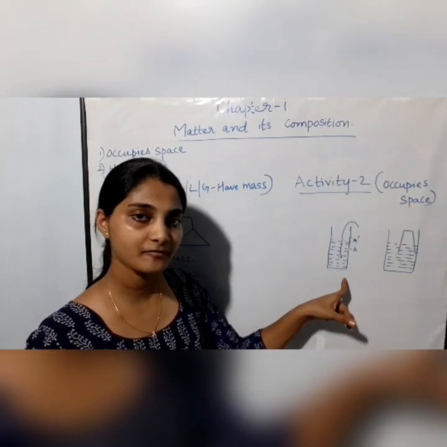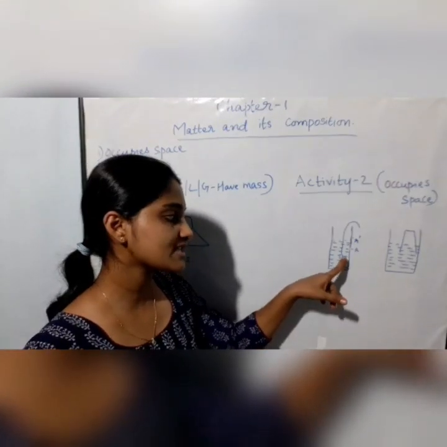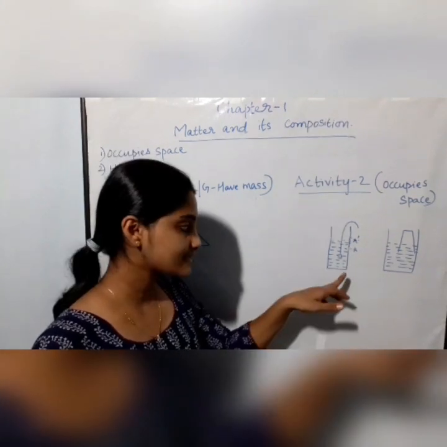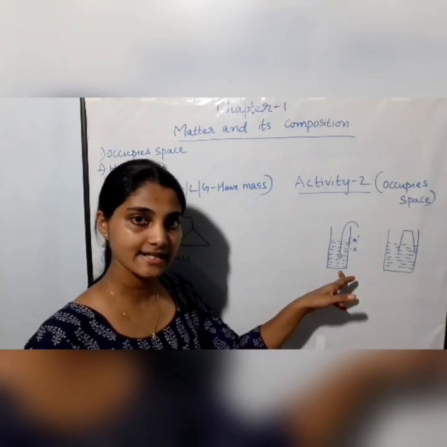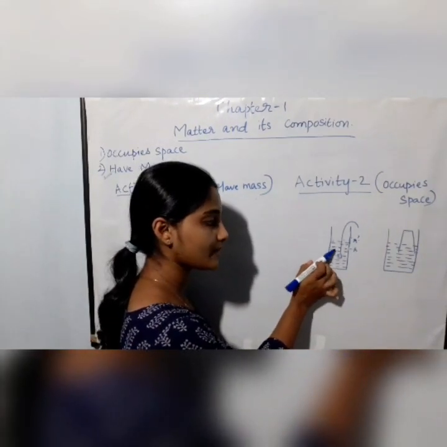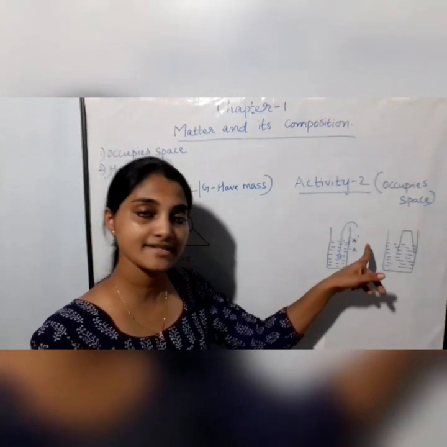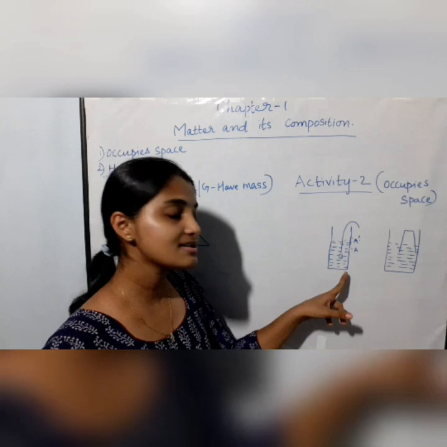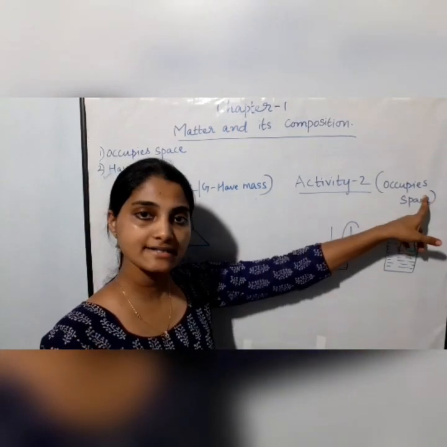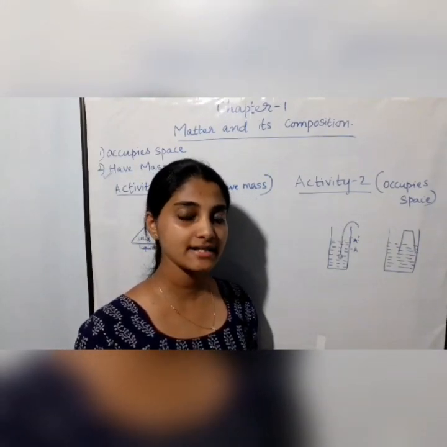So now what have you proved? A stone, which is a solid object, while it was inserted, since it occupies some space inside this measuring cylinder or beaker, has displaced this water, and as a result the water has moved to a new position, that is A dash. Now this proves that solids occupy space.